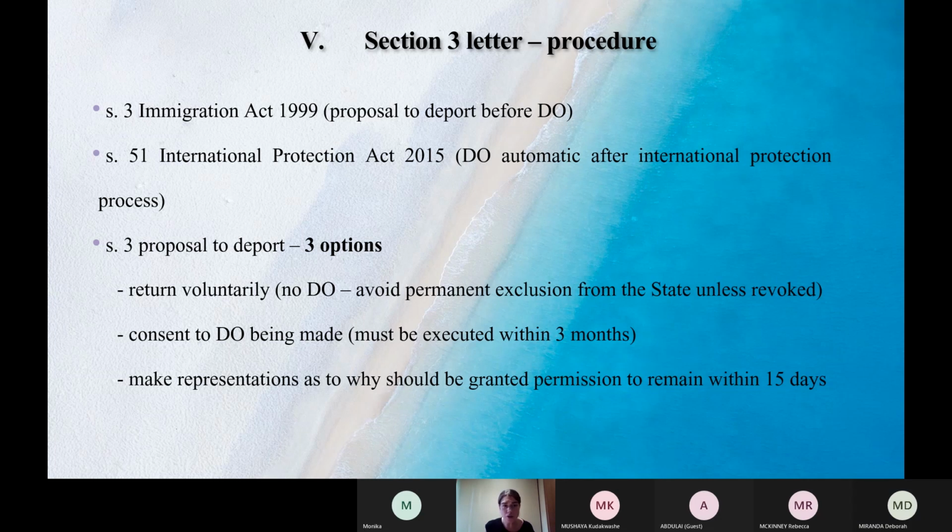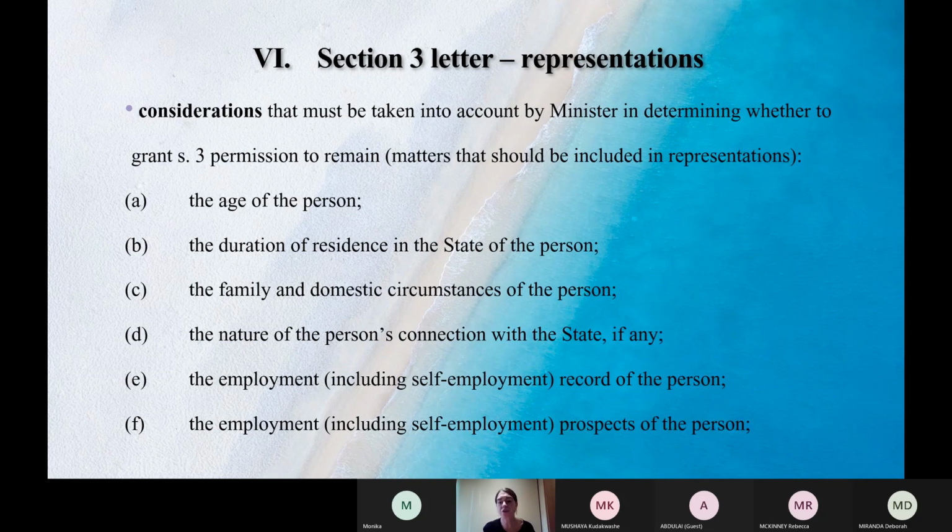Finally, the third option is that a person can make representations on why they should be permitted leave to remain or permission to remain. Those representations must be made within 15 days of the letter proposing to deport. So what would a person include in this, the Section 3 representations for permission to remain? So why that person shouldn't be deported.